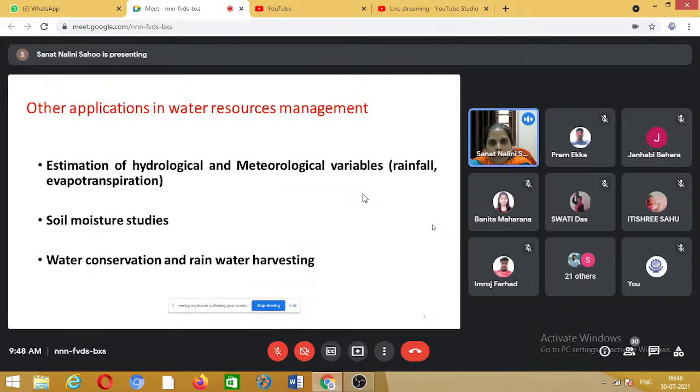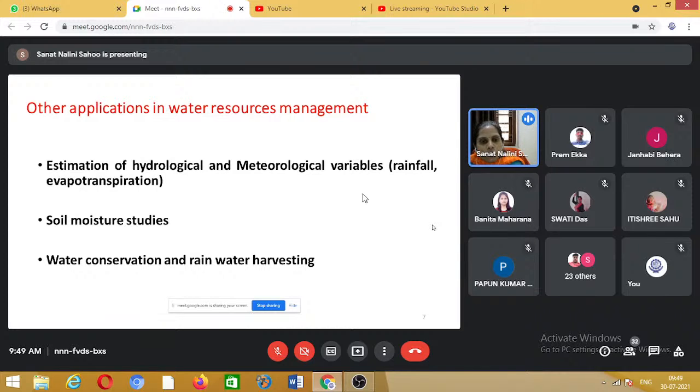Now, apart from these, other applications in water resources management are estimation of hydrological and meteorological variables like rainfall and evapotranspiration. You might have heard that rainfall these days can be predicted by satellite images. How is this being done? We have clouds, and clouds contain water. Microwave remote sensing has the capability to penetrate the clouds, so it can estimate the water content of a certain cloud. Though this lies in a higher standard of remote sensing, studies are still going on on how, by knowing the cloud water content, we can predict the expected rainfall for a particular area.